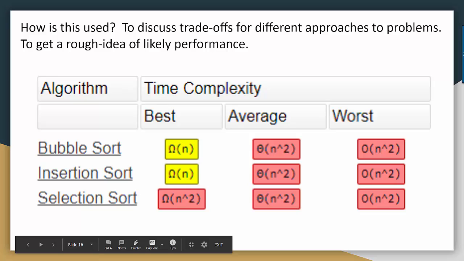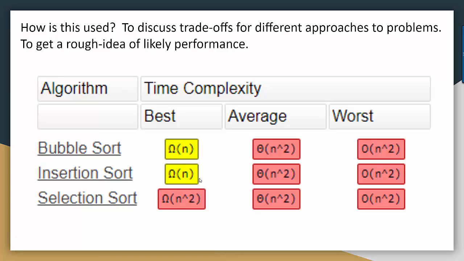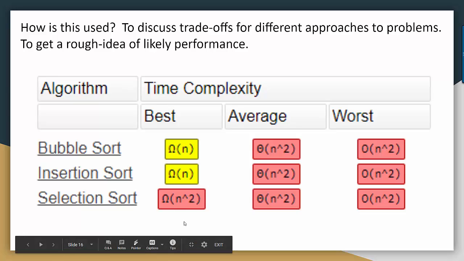We should pretend that these say O instead of theta and omega. Theta and omega are related to big O, but they mean something slightly different. Yeah, let's just pretend that these all say big O for the moment. Well, I'll tell you about those at a later time.